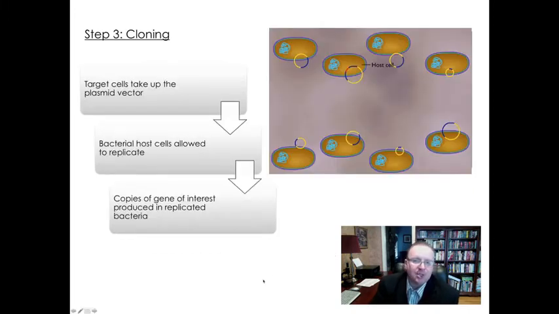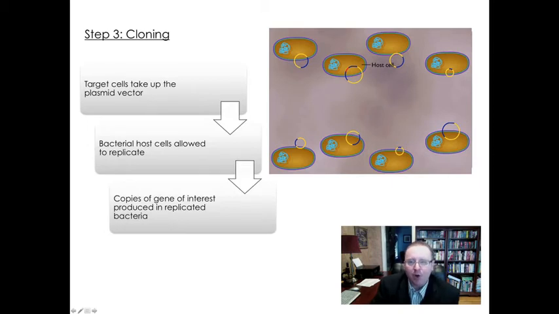The third step in the genetic engineering process involves cloning. You're going to have bacterial cells which will take up that plasmid vector. There's a process that is done to allow them to be able to take up that vector. We expose them to a certain chemical, and it makes them what we call competent. They are competent for uptaking the vector. So you can see in this picture here the process of those plasmids going back into those bacterial host cells.